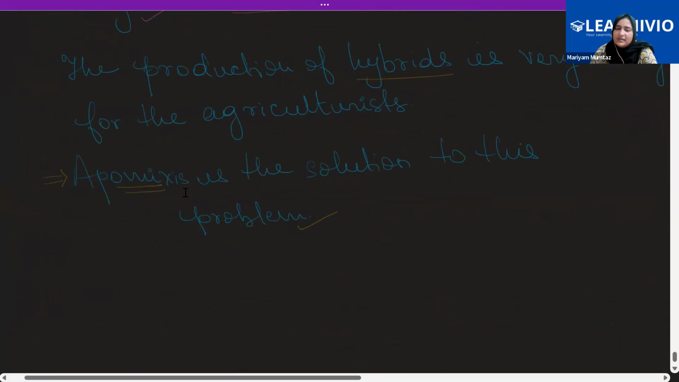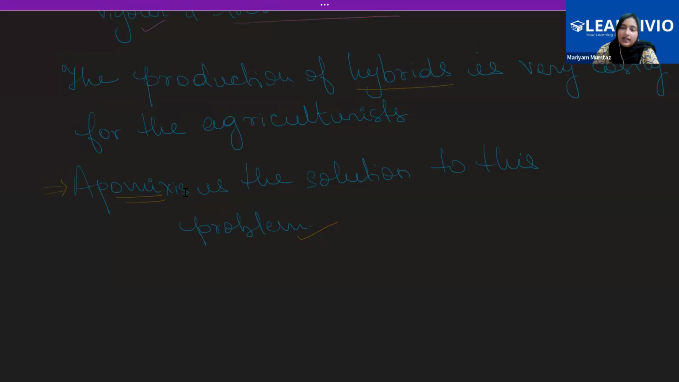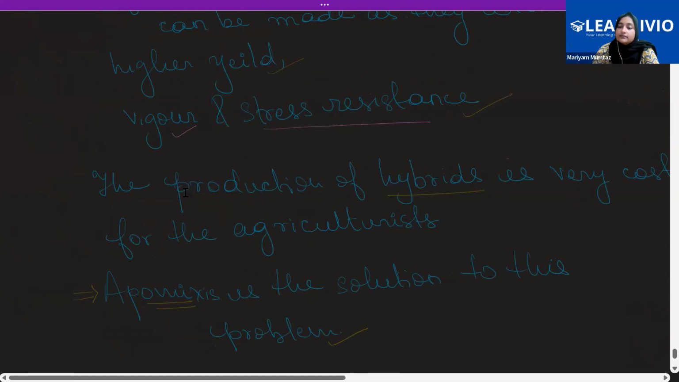But apomixis, meaning making the plants without fertilization, is actually a solution to most of the problems. Why? Because it is quicker. And the process of fertilization will take so much time. First, the gamete will be formed, they will be transferred, meaning pollination will take place, then fertilization will take place, then the development will take place, right? But apomixis is like a quick and easy fix. Clear? Any doubts? So with this, the chapter is done.